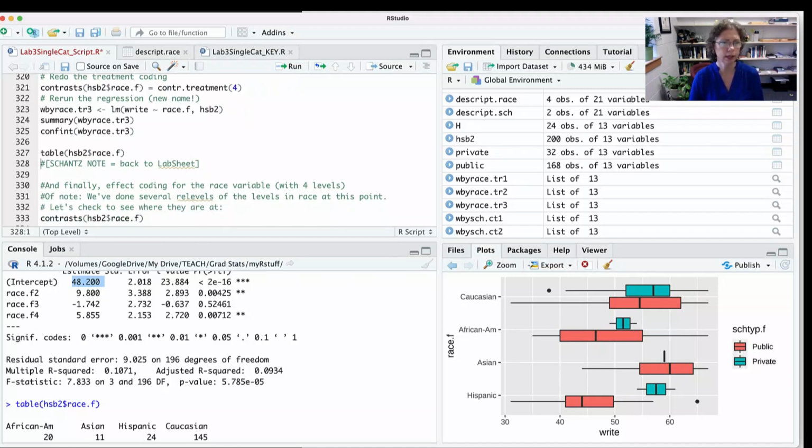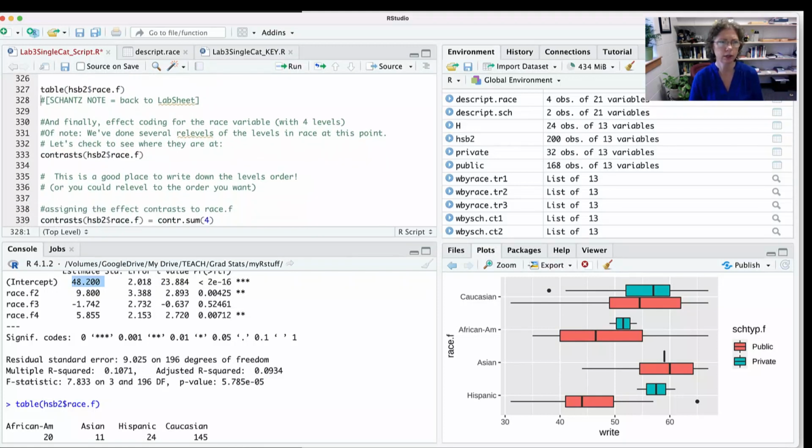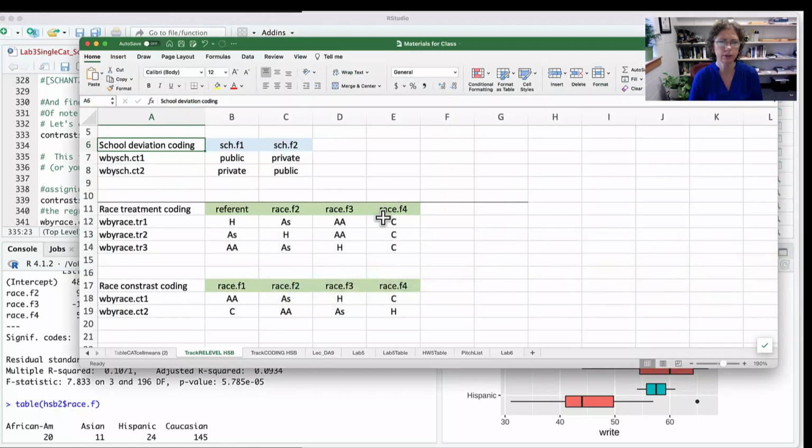Now, keeping track of which level is what for each of your regression runs is a good idea. One thing I do to keep track of it is to use an Excel sheet where I can name which regression and where things were for each of those regressions, who was referent and who was in like second, third, fourth position for each of them.